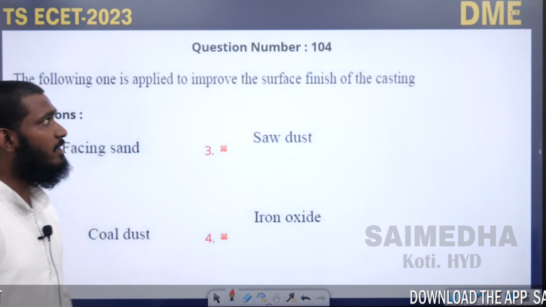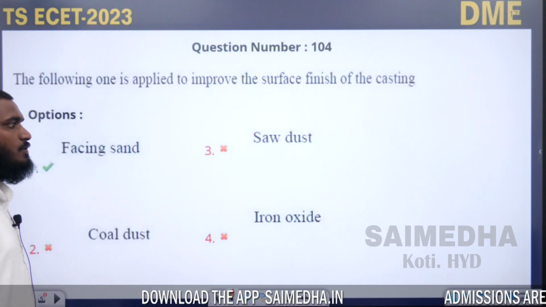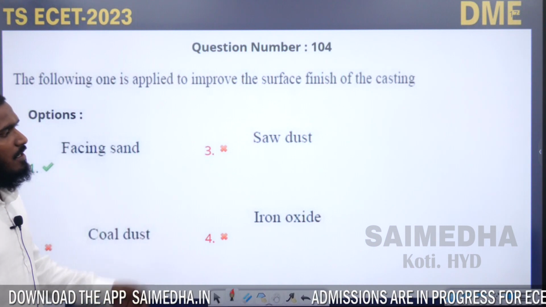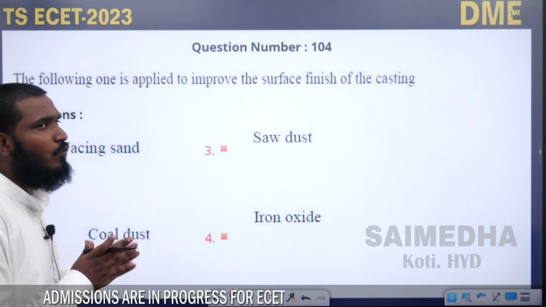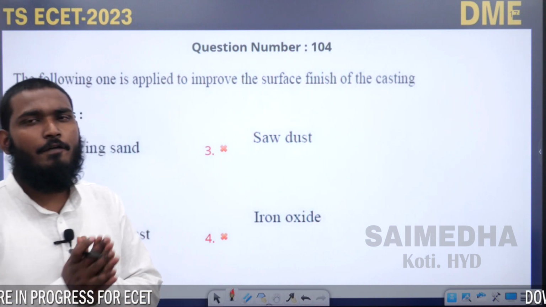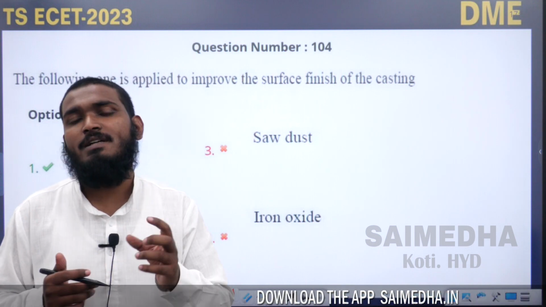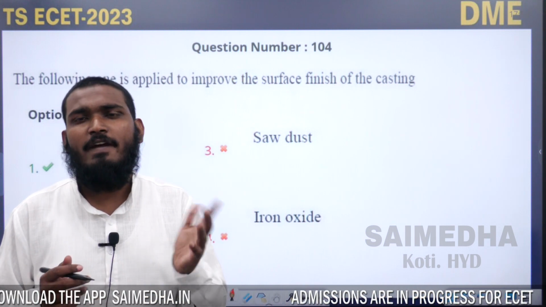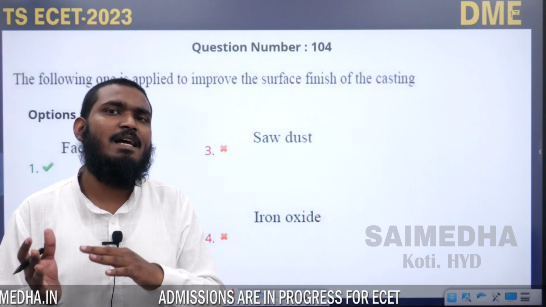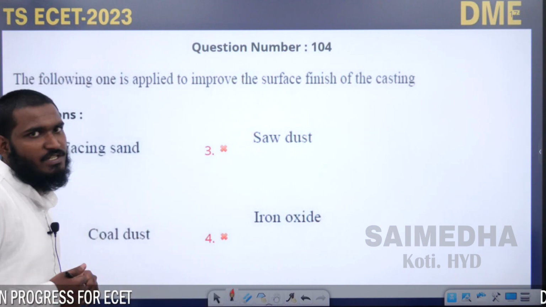Now next, the following one is applied to improve the surface finish of the casting. Which sand are we using if we want surface finish of the casting? We have facing sand, sawdust, coal dust, iron oxide. Actually, if you want the surface finish, we want silica sand and an amount of clay also. Whenever we have the composition of silica sand and clay, then we get better smoothness and surface finish of the casting.